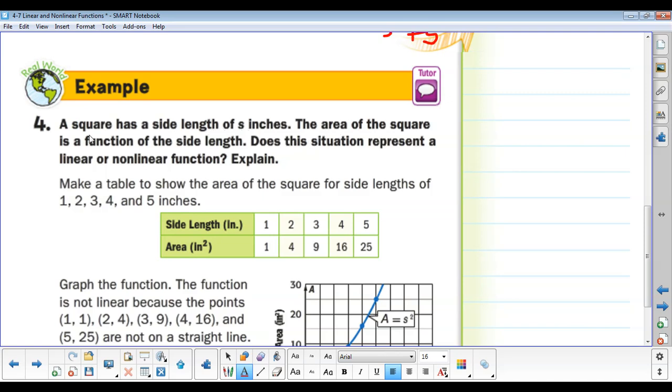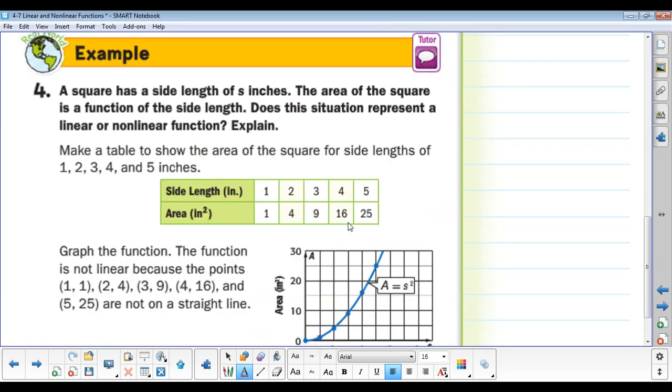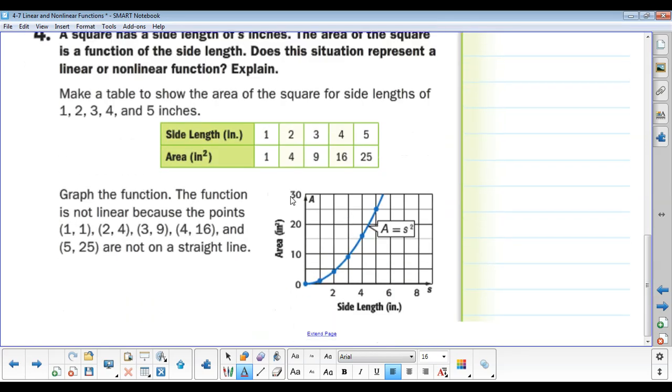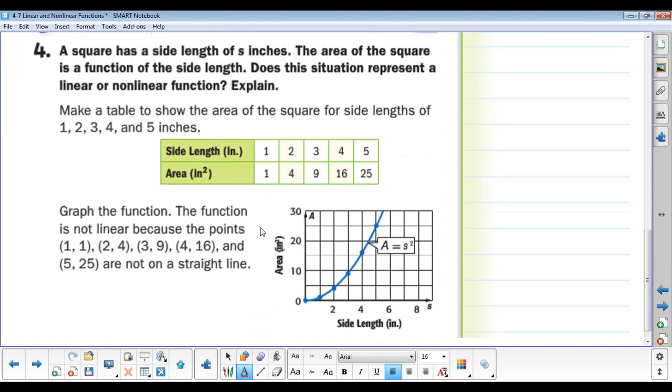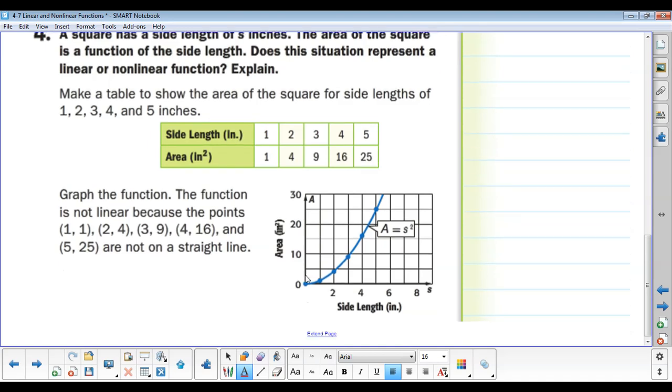The area of the square is a function of the side length. Again, here's a lot of words. Ultimately, they're going to ask us to make a table, graph it, and look and see if it's linear or not. Okay, we know how to make a table. We've been doing that. Pick some values, plot the points. I can see that this is not linear. It's not linear because it's not a line.